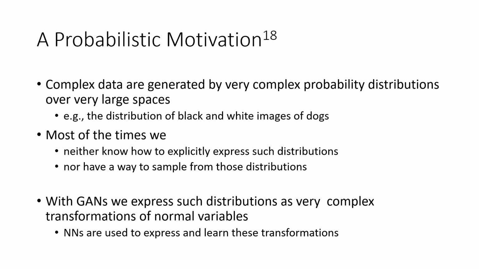Complex data are generated by very complex probability distributions over very large spaces. A variational autoencoder was producing things in a normal distribution in a very, very large space. Again, it could be the case that the data are so complex that Gaussians or a mixture of Gaussians or any other family of these distributions cannot describe it; they're not representative.